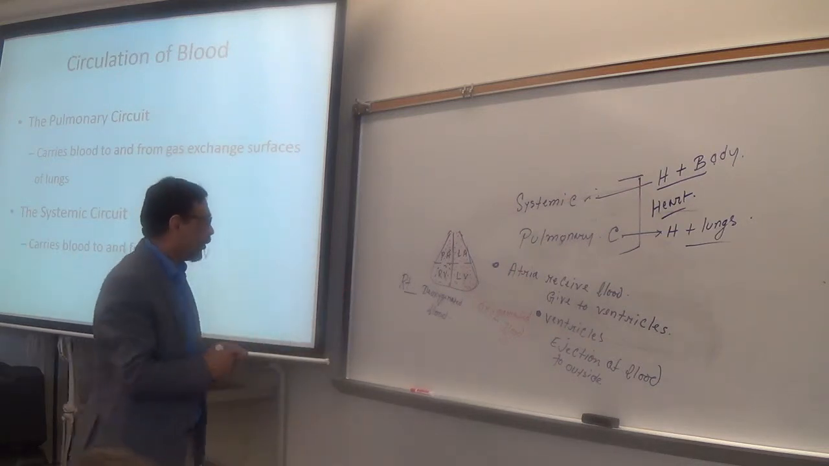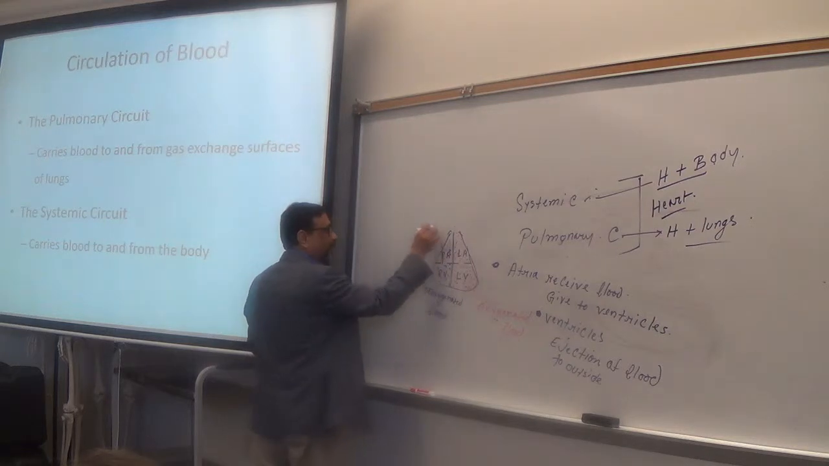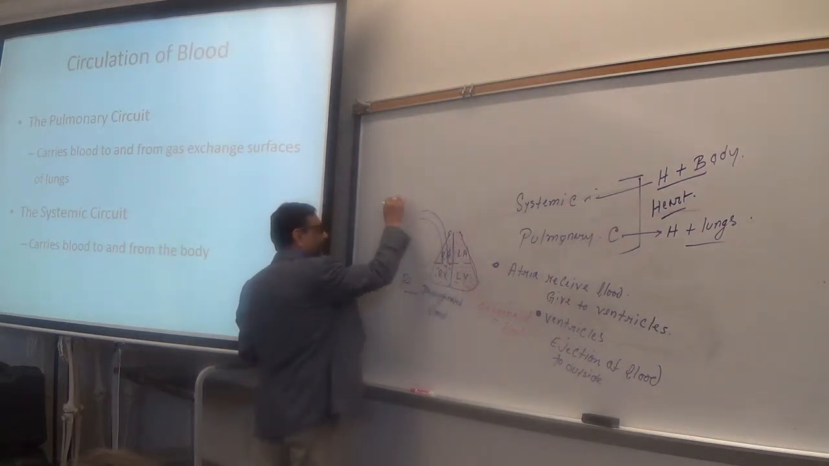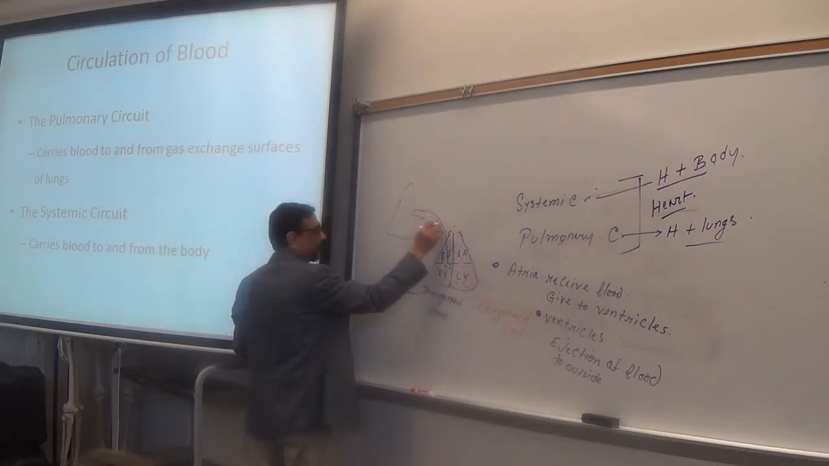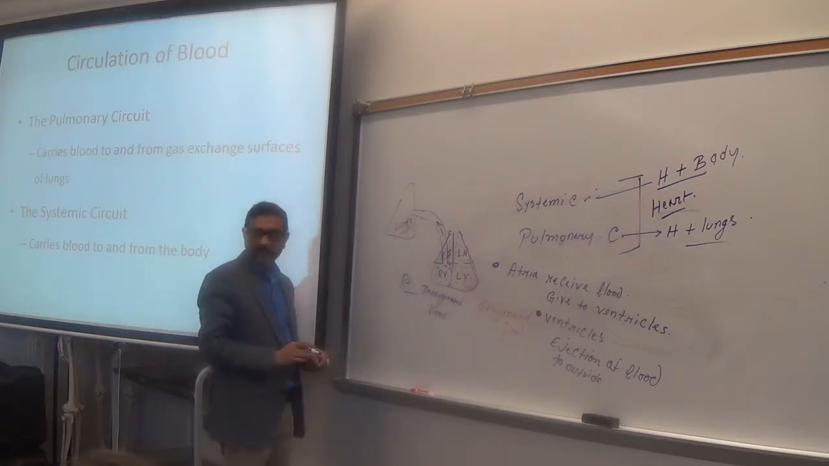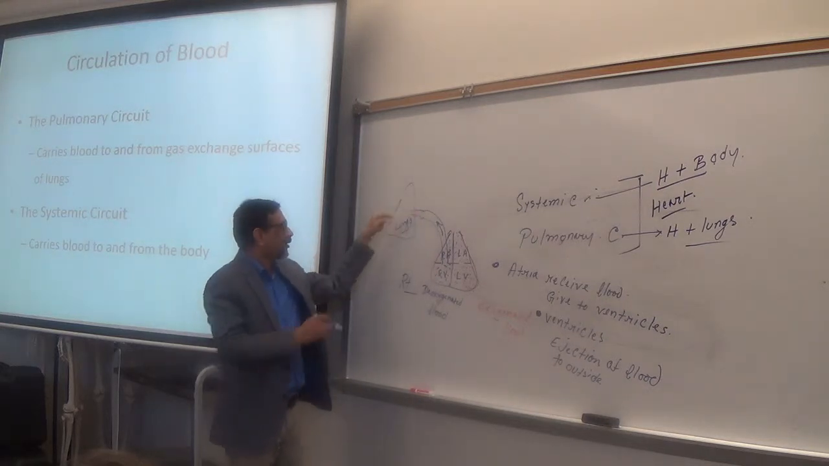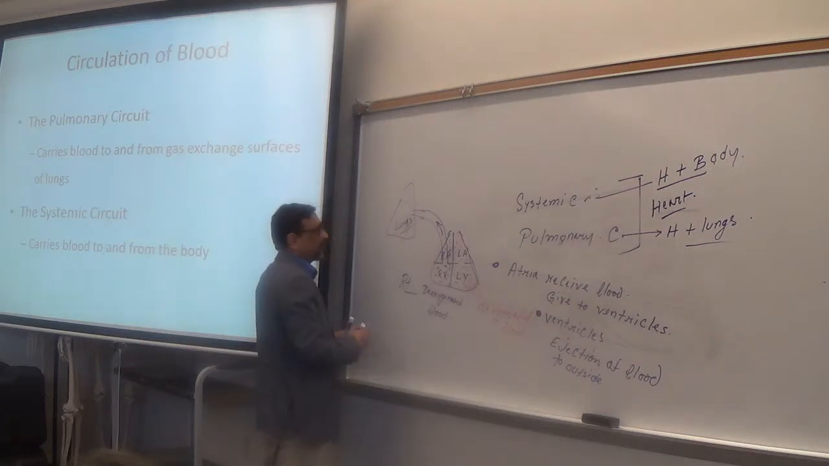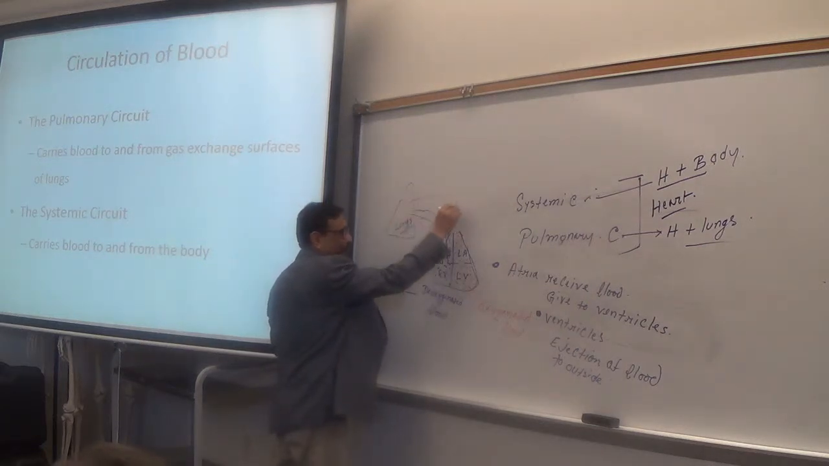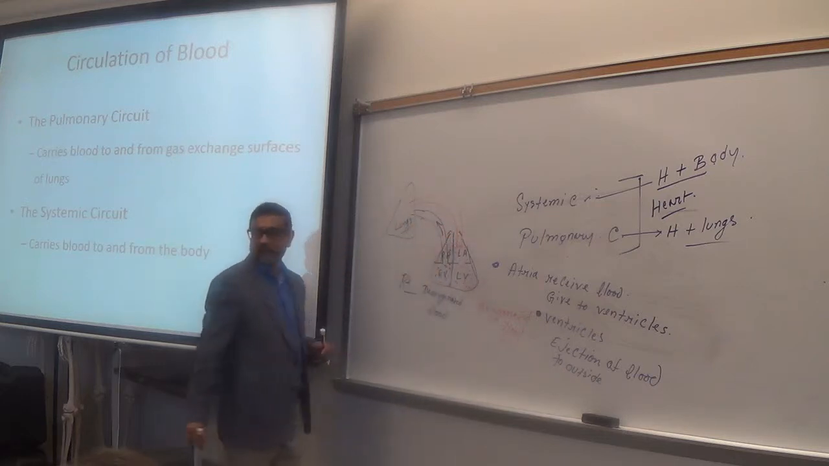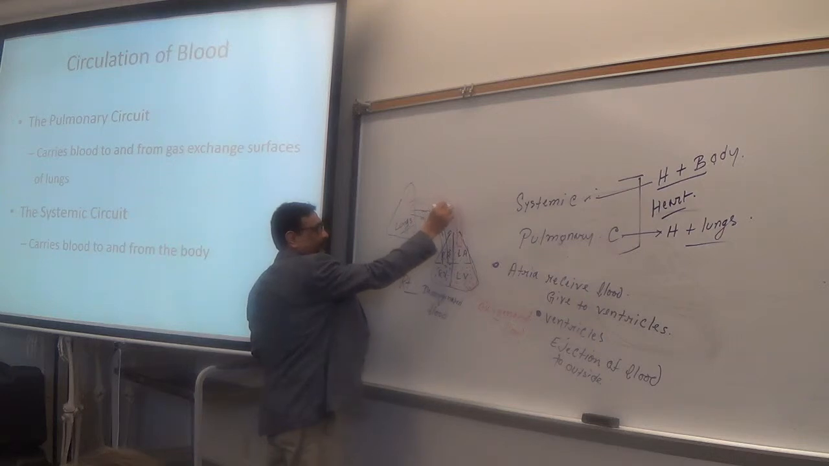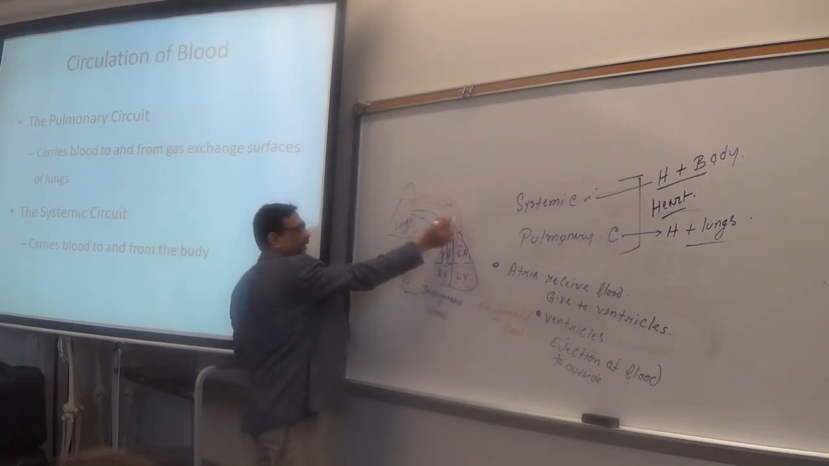Make sense? So from here, deoxygenated blood will go to the lung, right and left lung. From the right ventricle, deoxygenated blood will go to the lungs, right? And blood will become what? Oxygenated, and will come back where? Left atria. Make sense? This way. Oxygenated blood. Okay?